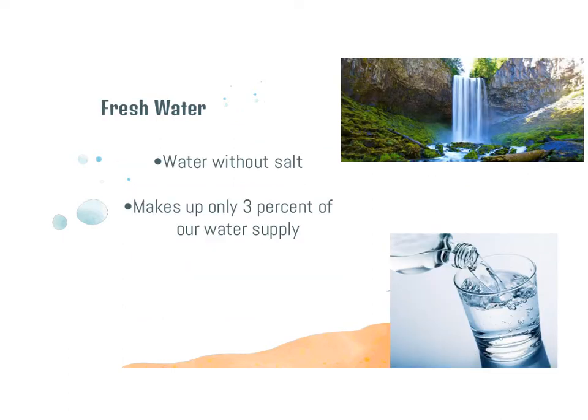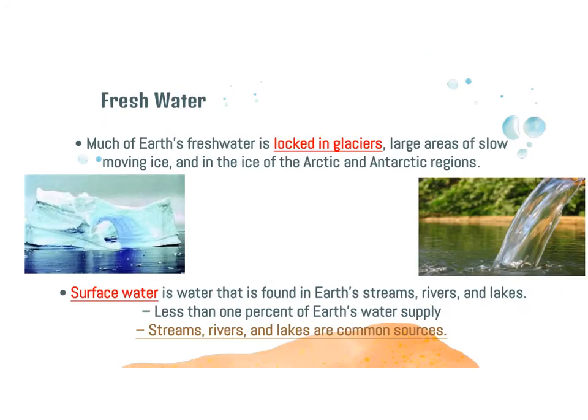The second type of water is what we call fresh water. This is water that is without salt, but it makes up only 3% of our water supply. Most of the Earth's fresh water is locked in glaciers, which are large areas of slow-moving ice, and in the ice of the Arctic and the Antarctic regions.